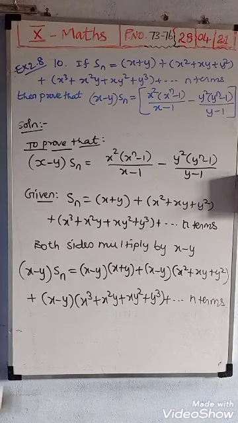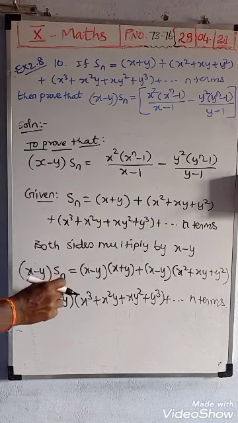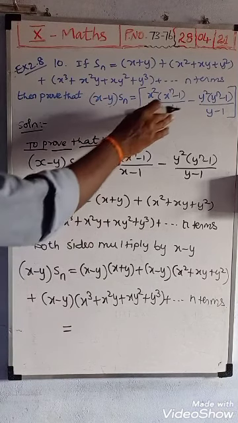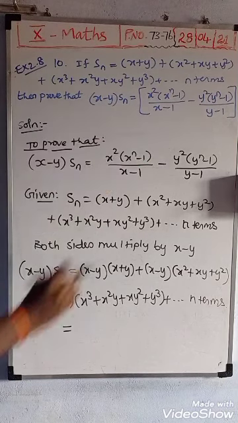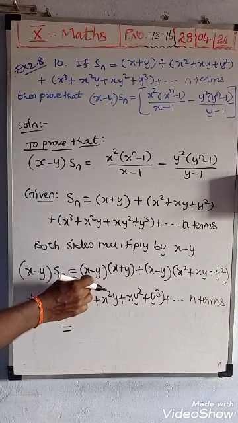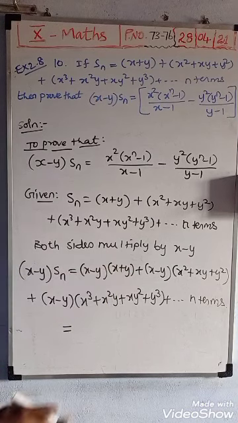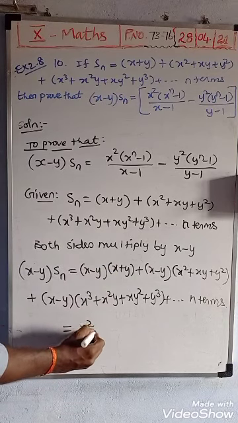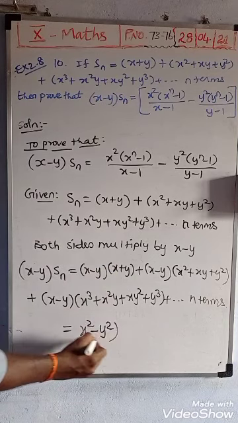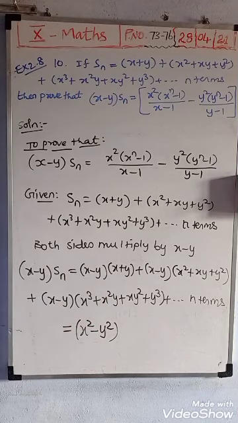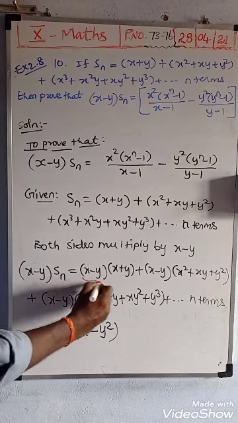Now the LHS is there, x minus y of Sn. So the RHS alone you simplify and you will receive the answer. Okay, now you check it. Here x minus y into x plus y. What is the formula of a minus b into a plus b, or a plus b into a minus b? It means a squared minus b squared. Okay, this we can write as a squared minus b squared. We want to use this formula.